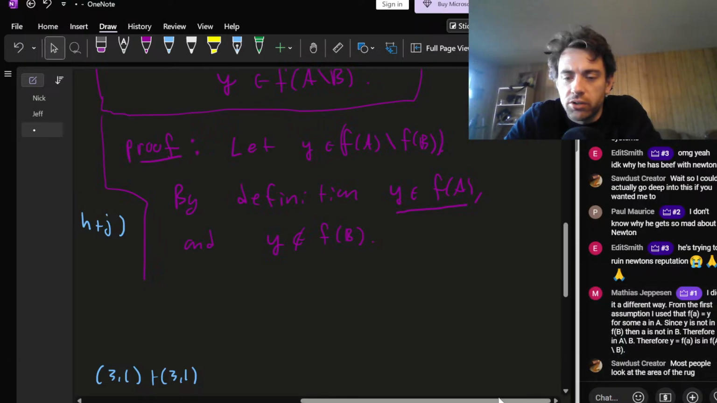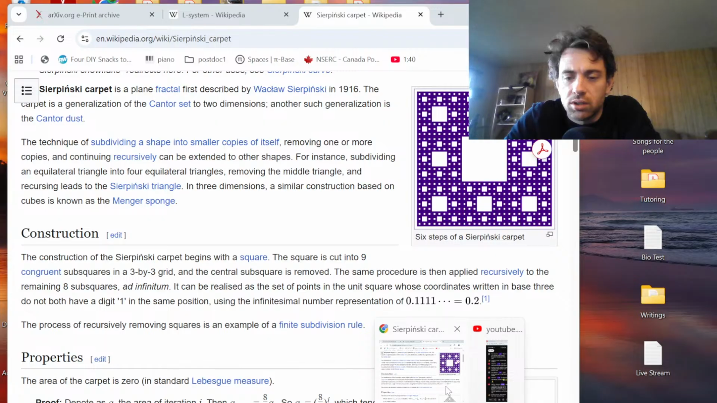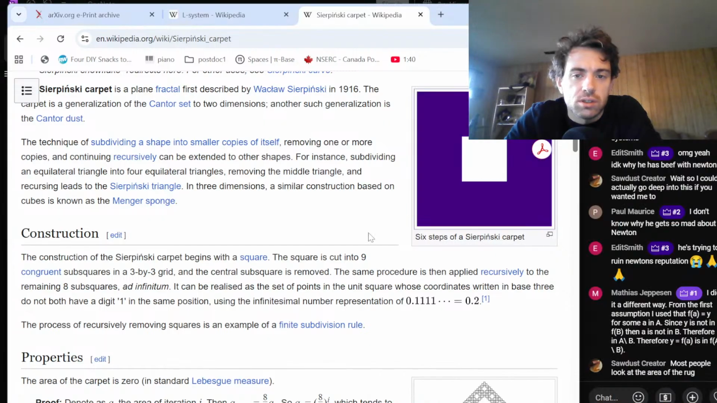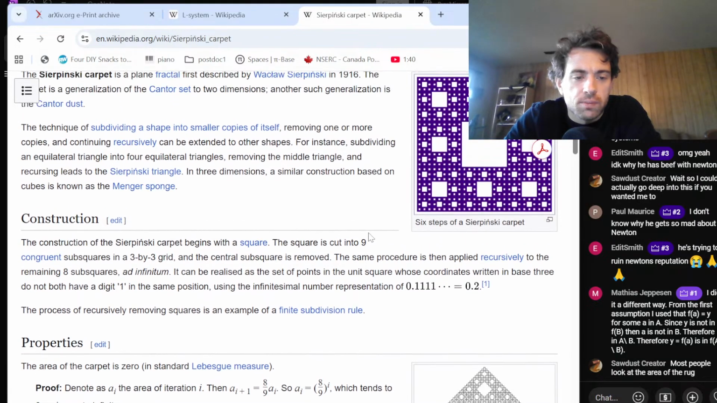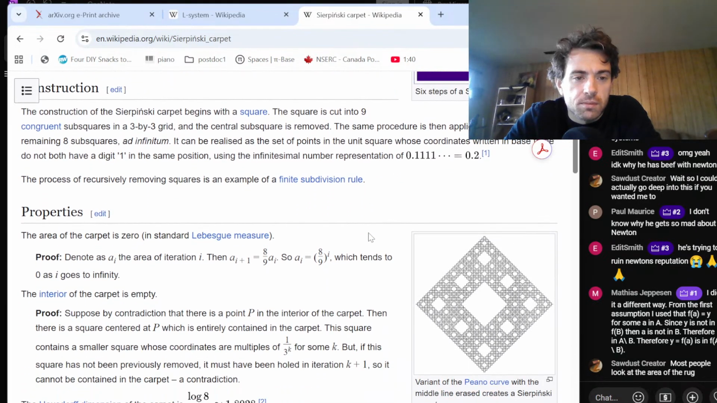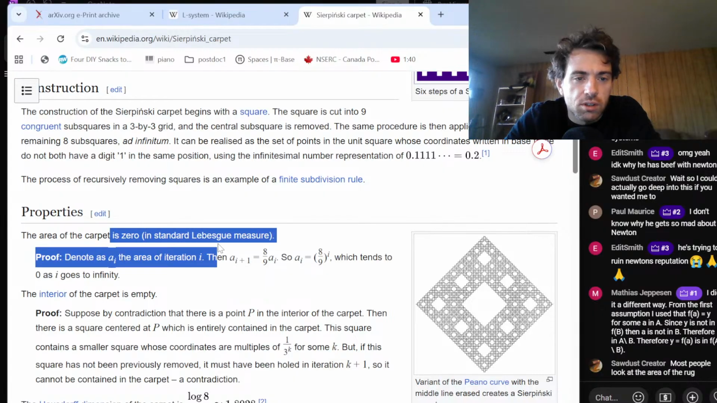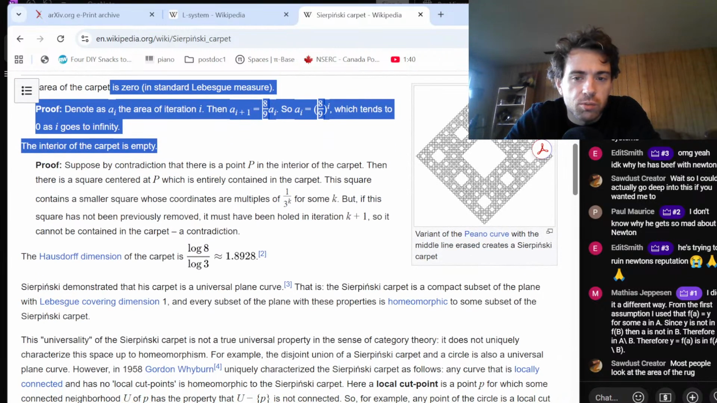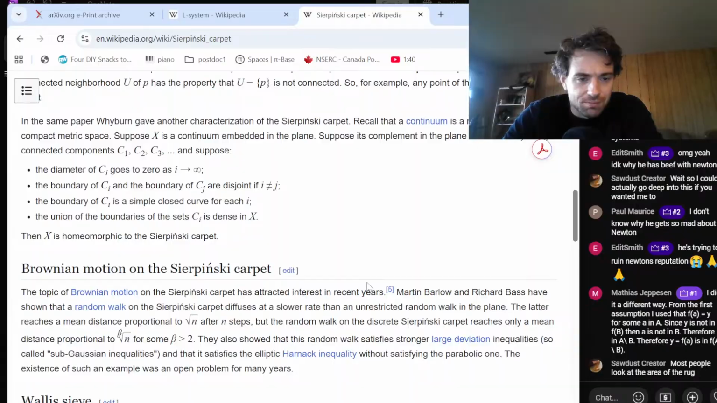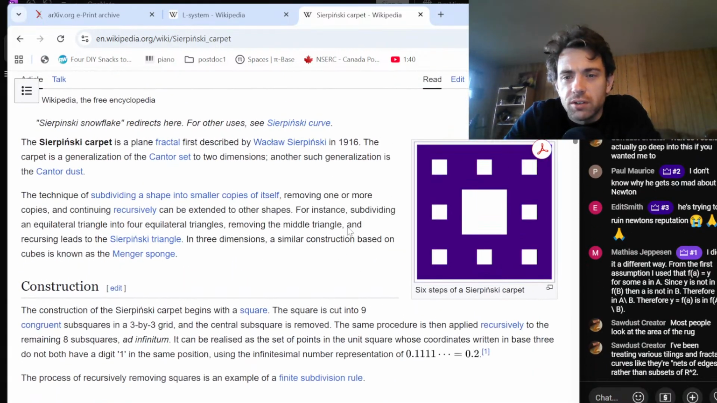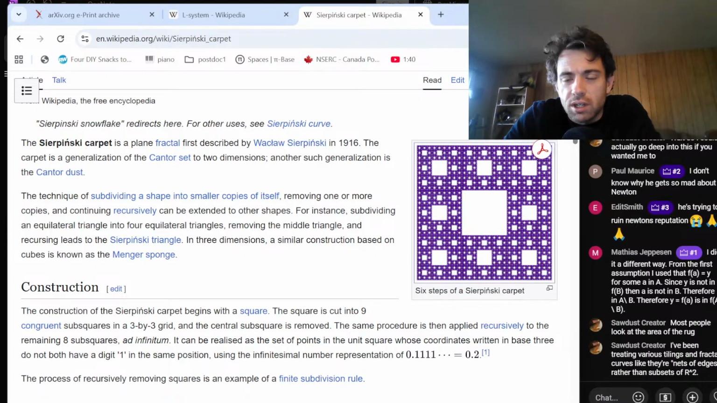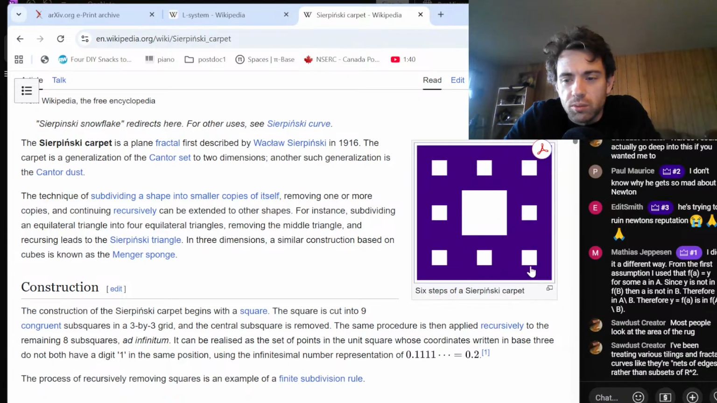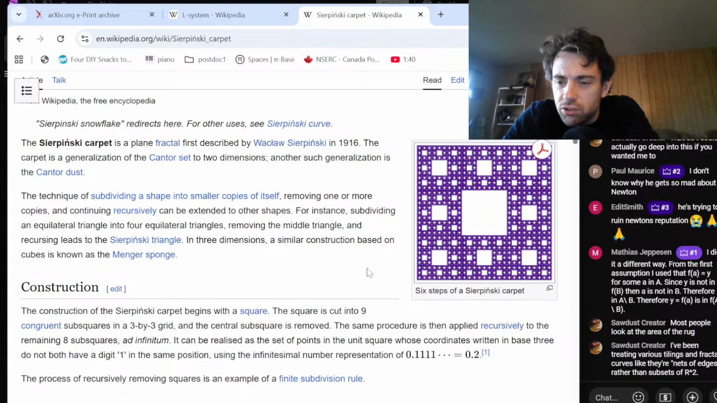Most people look at the area of the rug. Sure. Yeah, isn't that the point? The area is 0, but the diameter is infinite, or what? Yeah, the area is 0, but I guess the length of the perimeters is infinite or something.